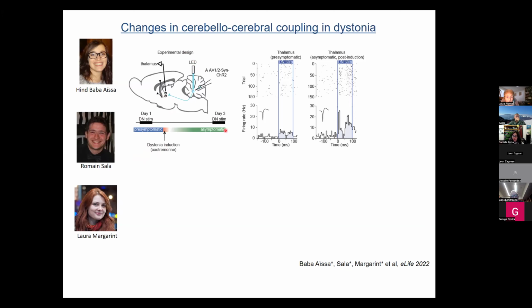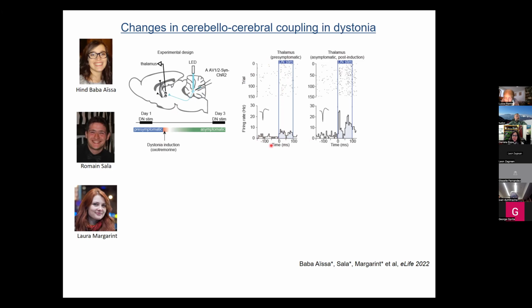And then later on, when they do not show these dystonic movements, we call this asymptomatic, since the dystonia was already induced, even if they do not have the movements at that moment. Here each dot is when the cell fires, and here we see the profile of the firing rate. And here in blue, you see the moment when we are stimulating the output of the cerebellum, and the activity is in the thalamus.